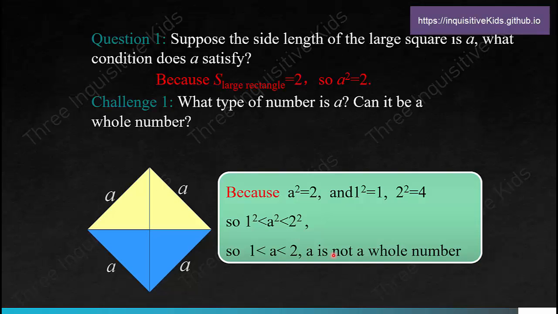Now I want you to think about that for a moment. A is not a whole number. Its square is between 1 and 4, and A itself is between 1 and 2. Just go over this for a moment. Does it make sense? It does? Okay, now we can move on.